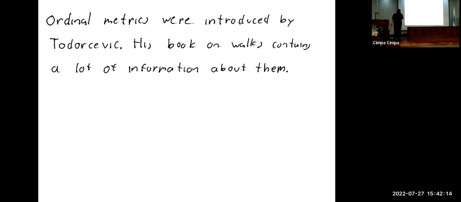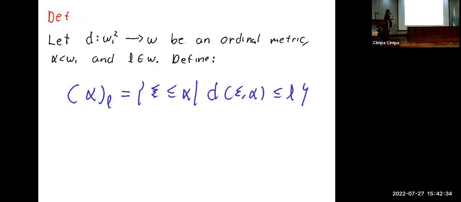Okay, so ordinal metrics were introduced by Stevo. And if you want to learn more about this topic, his book on works on ordinals contains a lot of information. So if I have an ordinal metric, I look at what I mentioned before, the volume of just what is below: the set of C less than or equal to alpha, such that the distance is at most L.